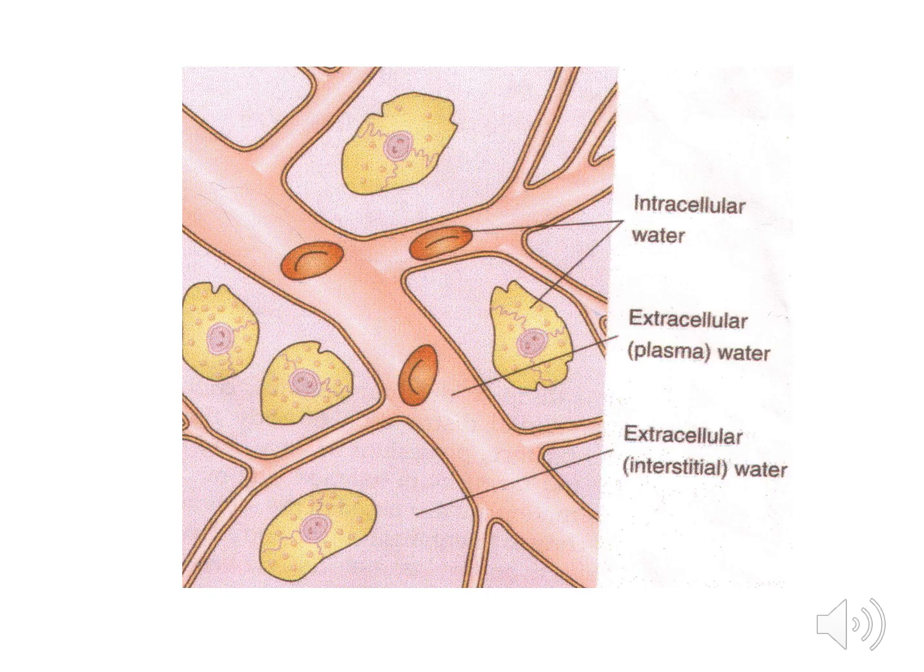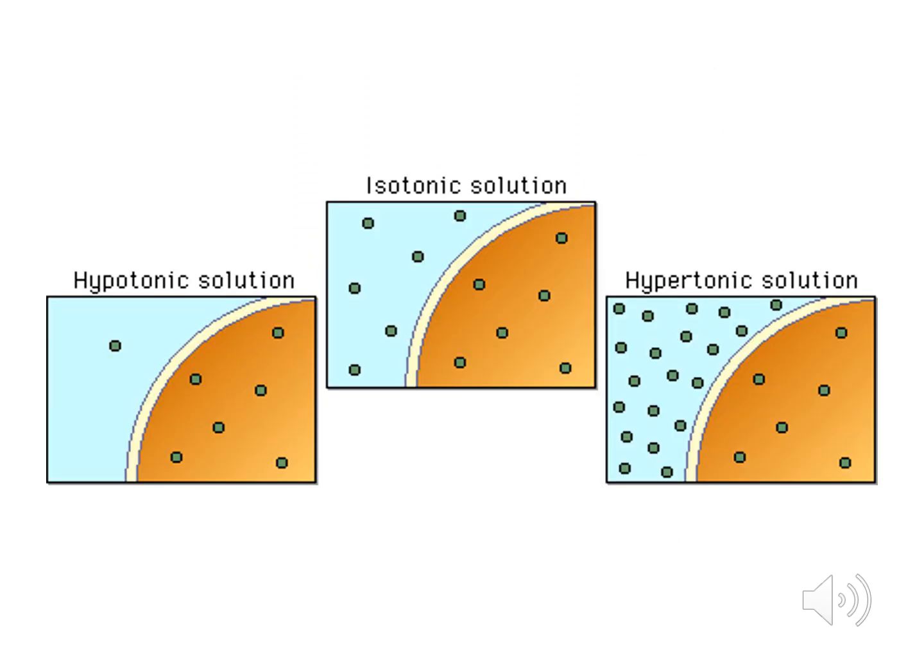So depending on whether the interstitial fluid is hypertonic, hypotonic, or isotonic to the fluid inside the cell, that's what's going to determine which direction the fluid is going to move. So you remember what hypertonic, hypotonic, and isotonic mean, right? Whether it's more concentrated, less concentrated, or the same concentration as the fluid that's inside the cell.